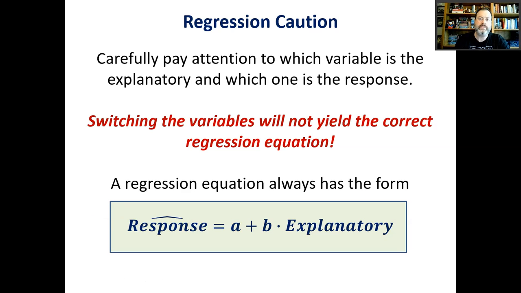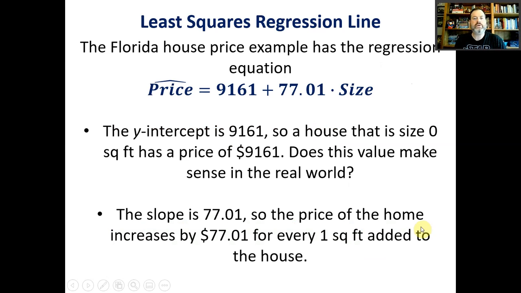right? So here we're talking about our Florida house price data set. The explanatory variable is the size of the house. The response variable is the price of the house. So if you can't remember which one is x and which one is y, just think a plus b times explanatory. So explanatory has an x in it. So there's a mnemonic for you, right? X explanatory. Got it? And the other one is response. So our Florida house price data set gave us this least squares regression line.